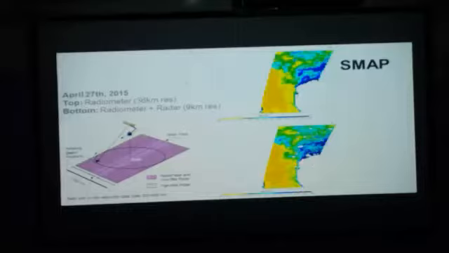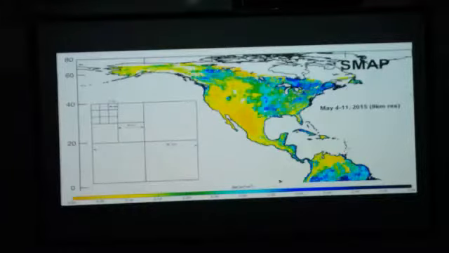So this was May, probably. See, this is how the satellite is swapping the surface. So this is how it's going to be downscaled. This is from the week of May.